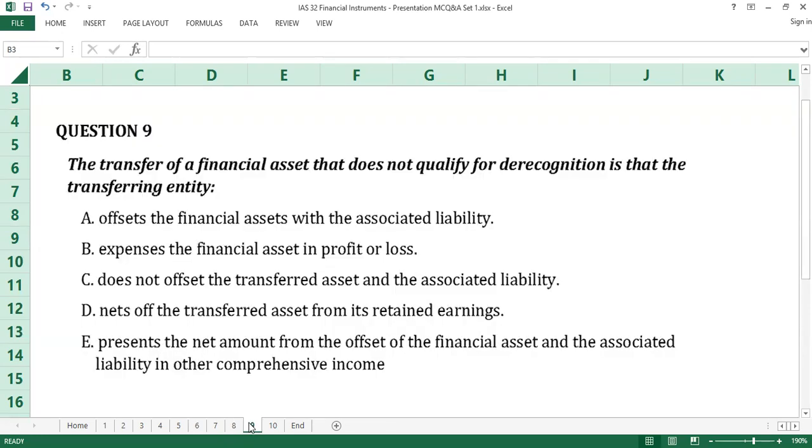Question number 9. The transfer of a financial asset that does not qualify for derecognition is that the transferring entity: A. Offsets the financial asset with the associated liability. B. Expenses the financial asset in profit or loss. C. Does not offset the transferred asset and the associated liability. D. Nets off the transferred asset from its retained earnings. E. Presents the net amount from the offset of the financial asset and associated liability in other comprehensive income. Time counts.